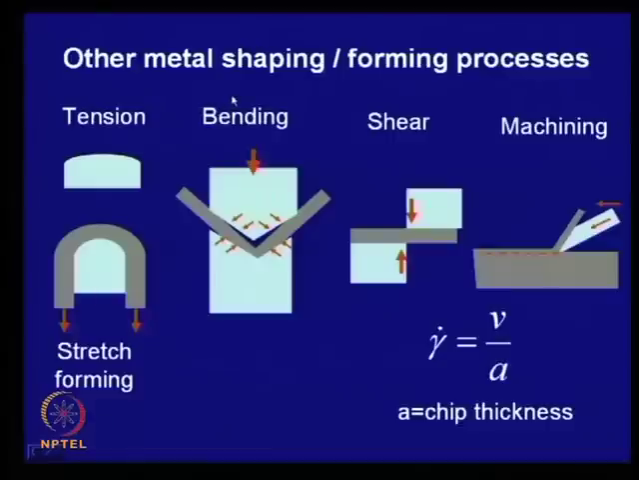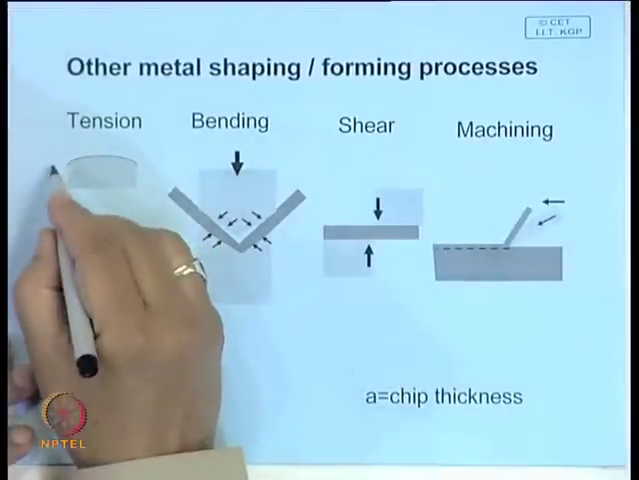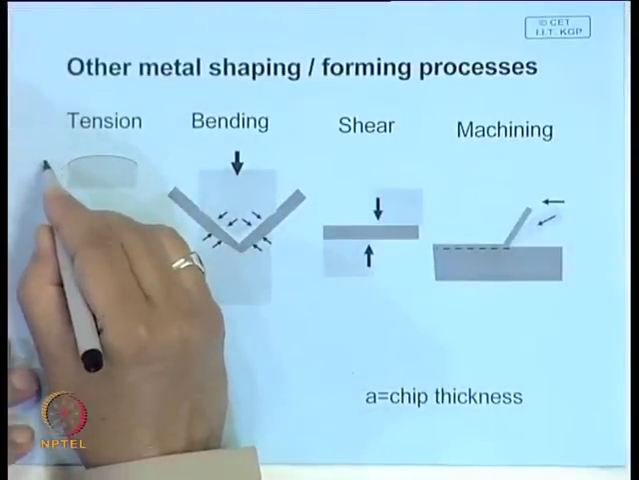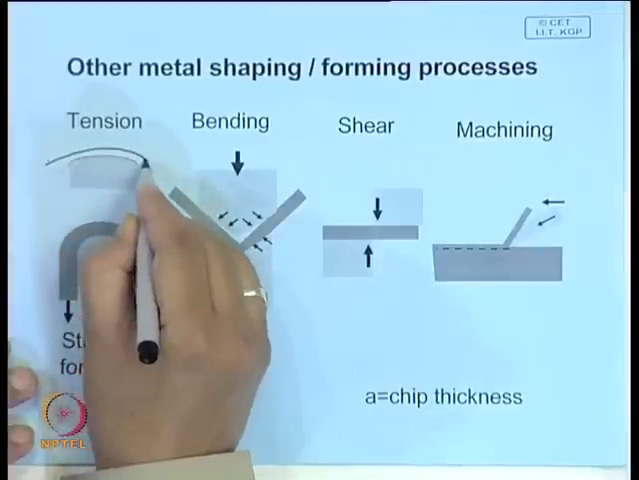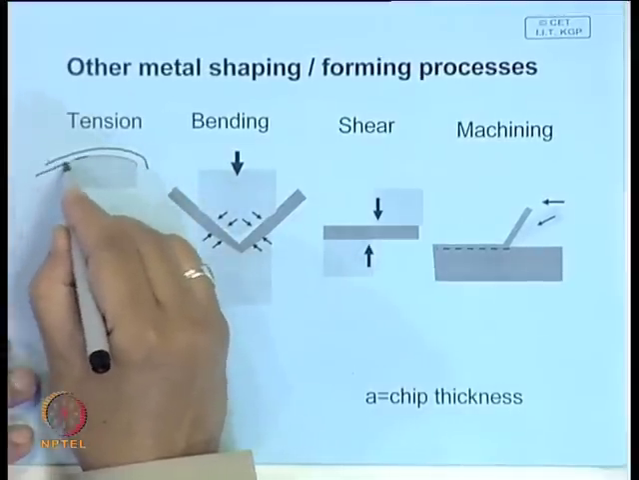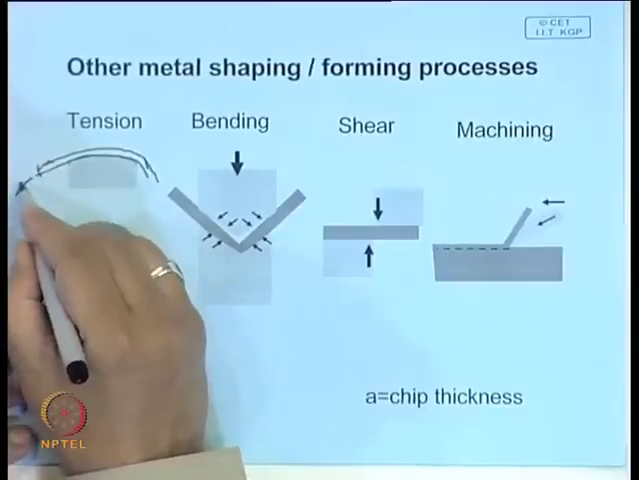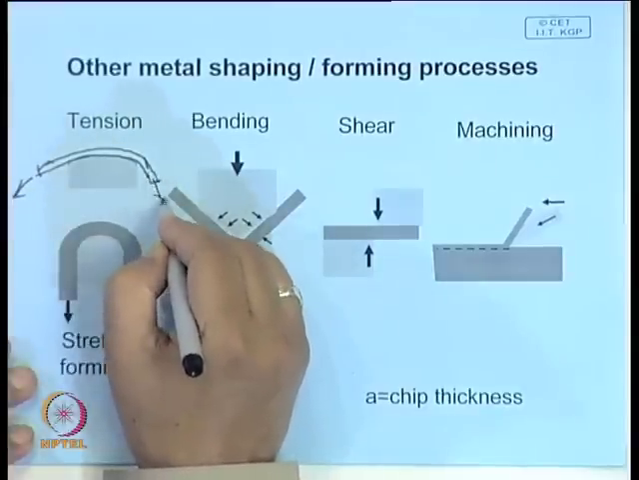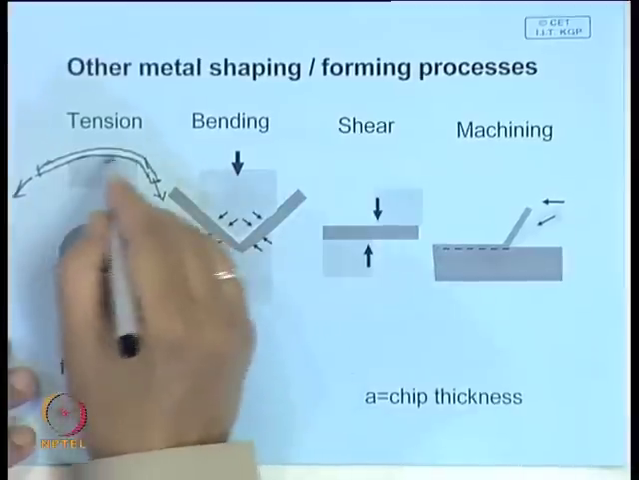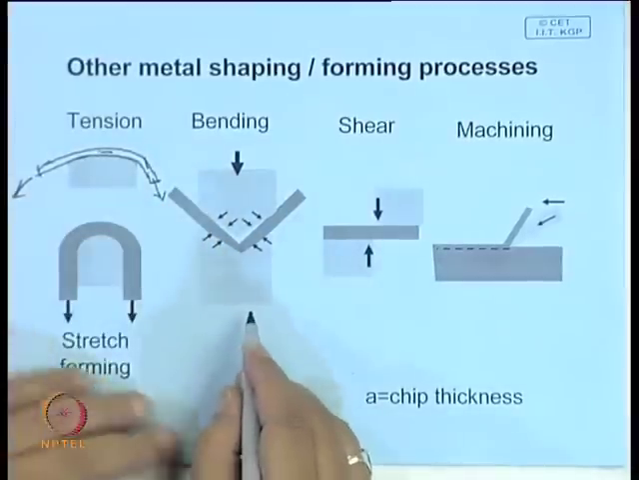The other metal shaping and forming processes which are listed here, one is stretch forming. Here is a die, and on the die you put the sheet and try to stretch it over the die. So here the main applied force is tension, and here also it is tension.